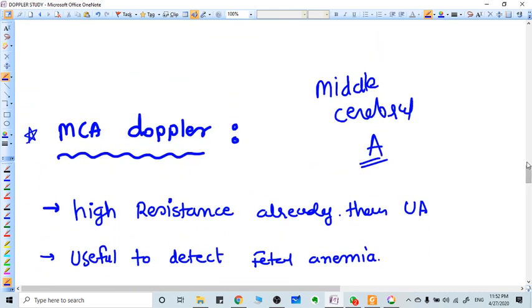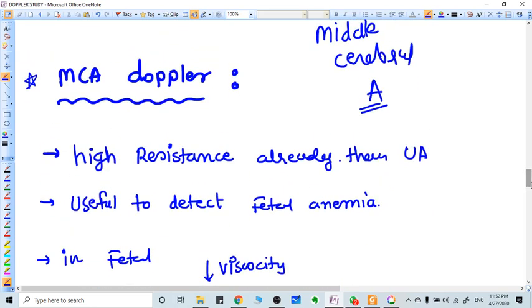In middle cerebral artery, what happens actually? In middle cerebral artery, the vascular bed is already resistance. Normally it is resistance, and it is not going to be decreased with the age, gestational age, as we have seen in umbilical artery.